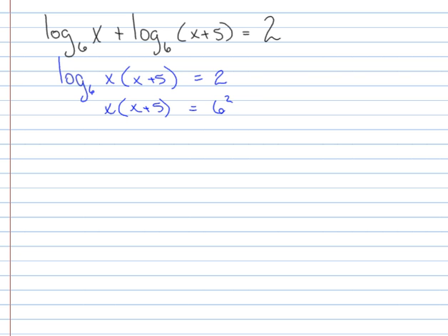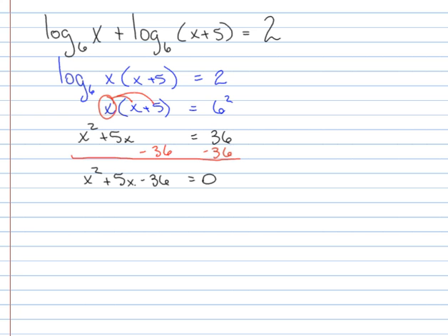I need to distribute this x right here. He's going to go into here. So x squared plus 5x is equal to 36. Let's go through and subtract my 36 from both sides now. So minus 36, minus 36. Here I have x squared plus 5x minus 36 is equal to 0.